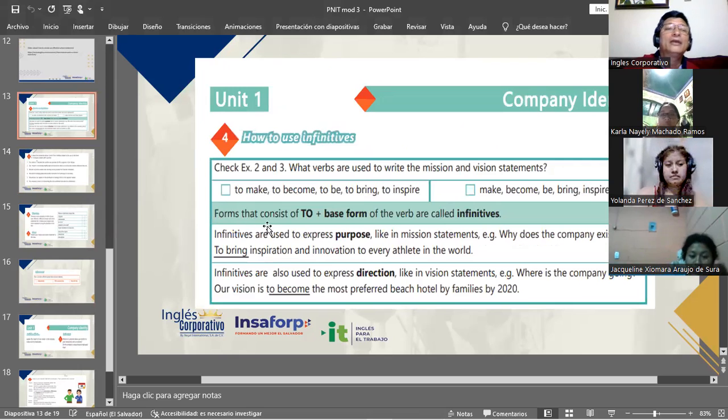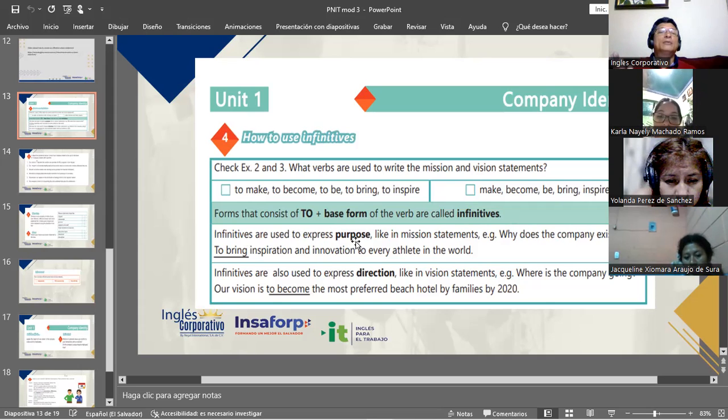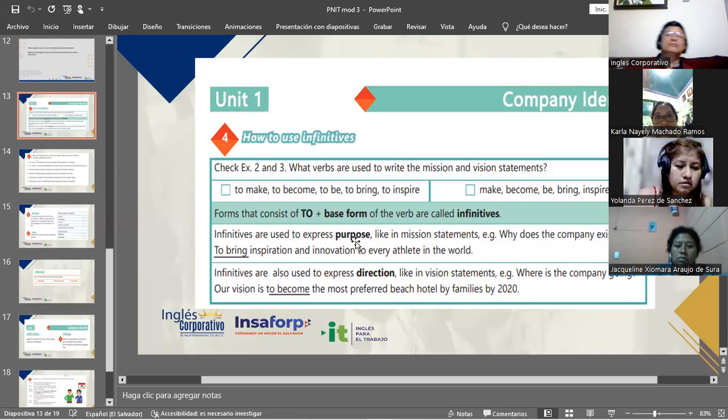Aquí, mire. Can you see this? Here. Forms that consist, how to use infinitive, okay? Forms that consist of to plus base form of the verb. Ese es el infinitivo. Are called infinitives. Infinitives are used to express purpose. Aquí lo vamos a usar para expresar propósitos. Objectives. Goals. Metas, objetivos, propósitos. Okay? Like in mission statements. Okay? Got it? To bring inspiration and innovation. Ahí vamos, all right? Now, let's continue.